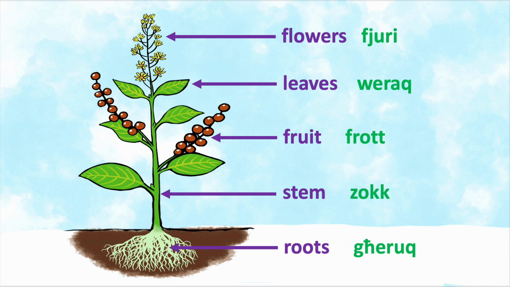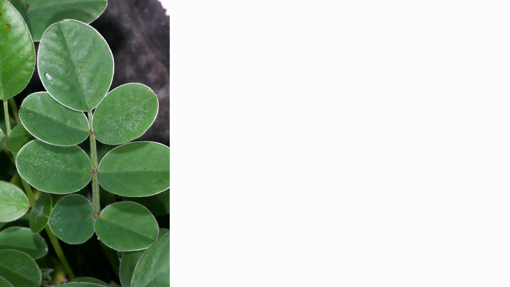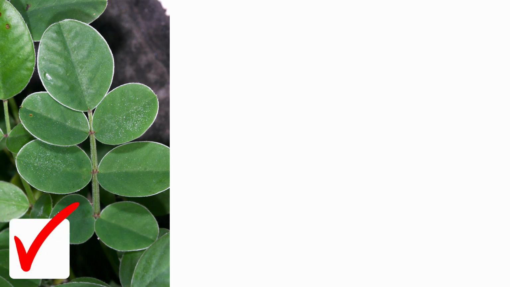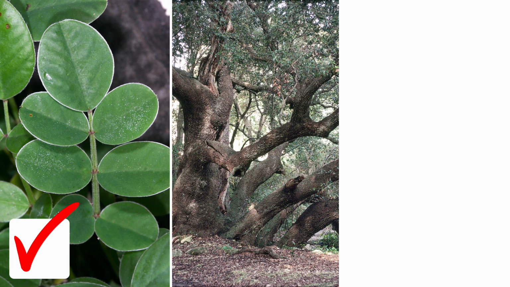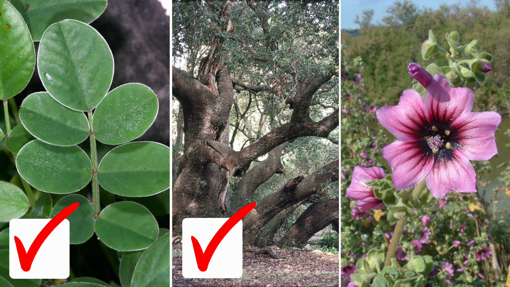So, let's see. Is this a plant? Yes, it is. How do I know? Because it has leaves. Okay. How about this one? Is this a plant? Yes, it is. How do I know? Because it has branches and a trunk. Cool. Tick. And how about that?